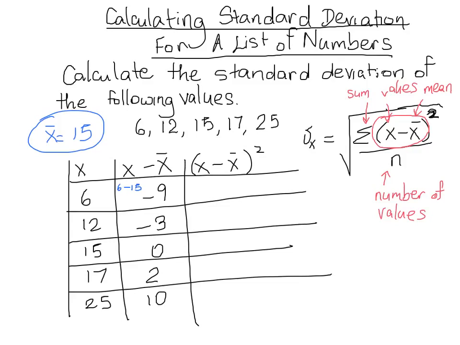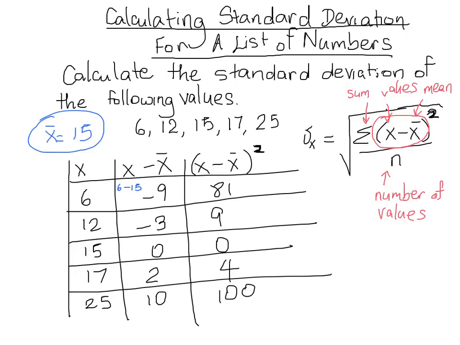Now that we have that column done, we can square each of our values because that's what comes next. Alright, so negative 9 squared is 81. Be very careful because if you type it into the calculator as negative 9 squared, your calculator may interpret it as negative, pause, 9 squared, which is negative 81, which is not correct. The square of any number, regardless of if it's negative or positive, is positive. So positive 81, positive 9, 0, 4, and 100.